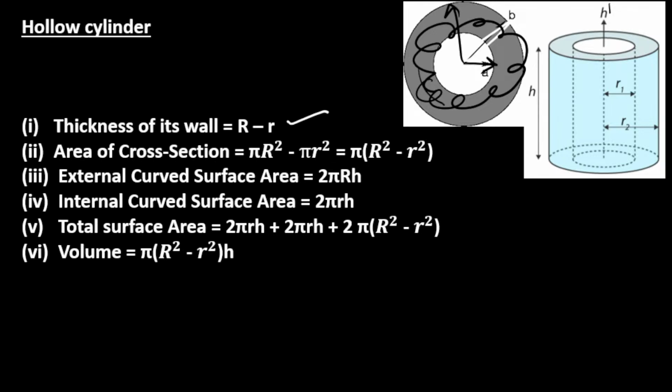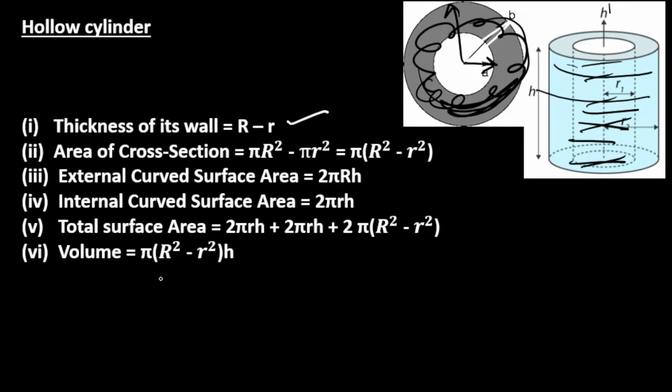Then area of cross section is this area of shaded part. This is pi into capital R square minus small r square. External curved surface area is this area full. So this formula is 2 pi into capital R, the external radius, into h. Internal curved area is this part's area, so 2 pi small r into h. This is internal radius. So total surface area of hollow cylinder is internal area plus external curved surface area plus 2 pi into capital R square minus small r square.